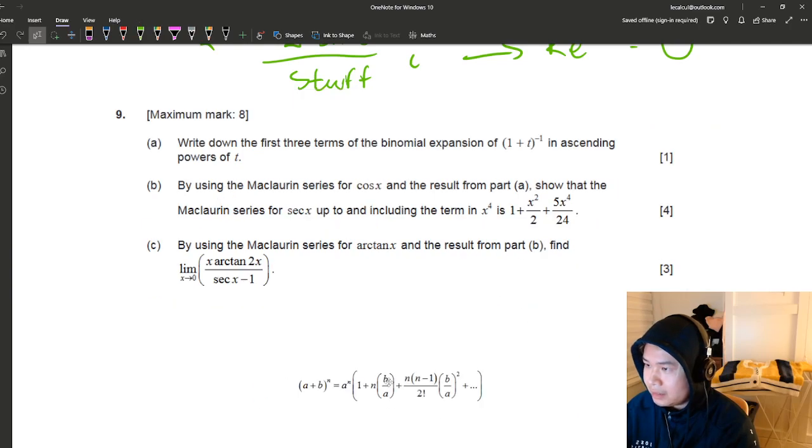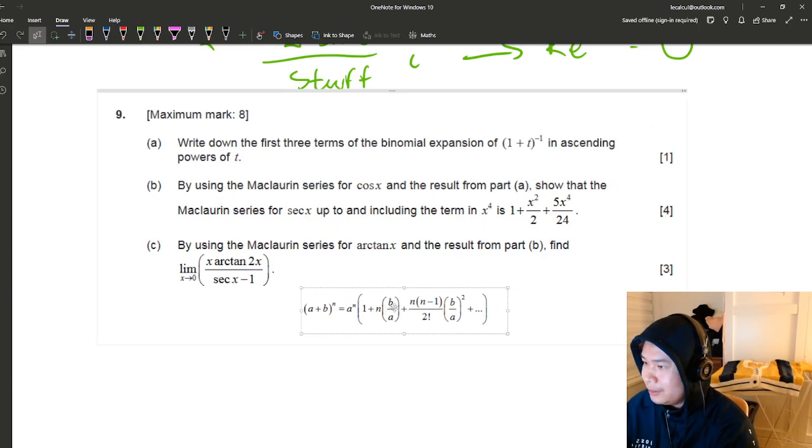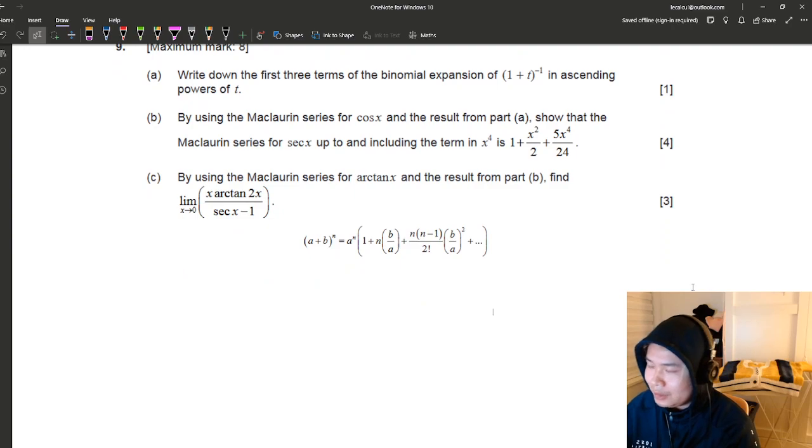Okay, hopefully I don't get copyright infringement for this music. But I feel like video game music is relatively safe.